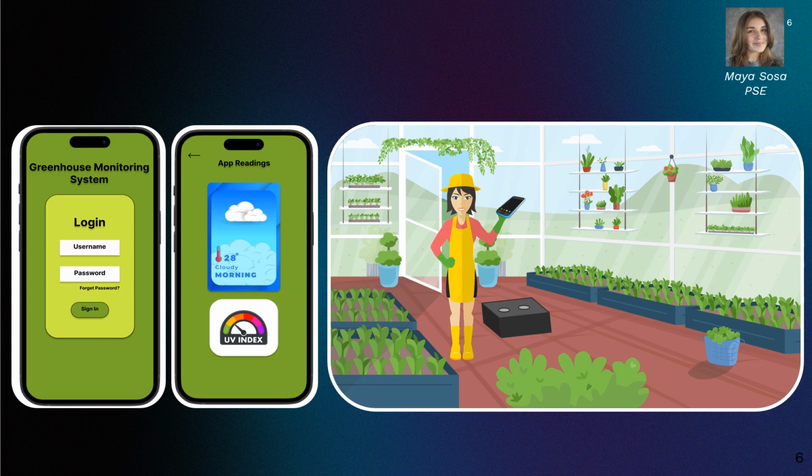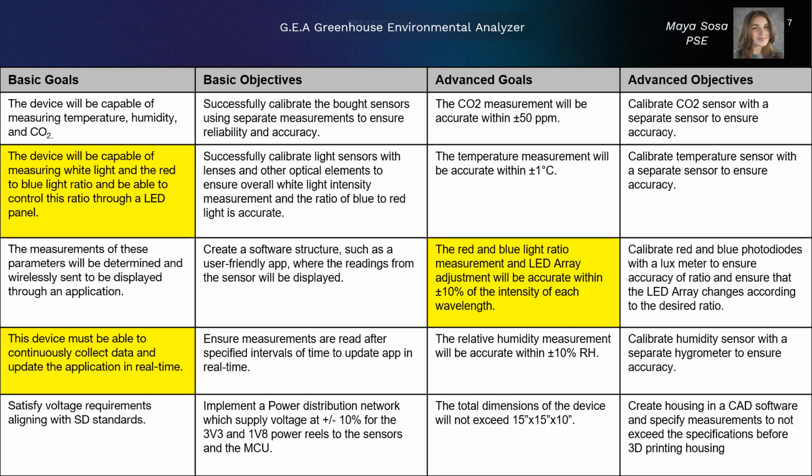Here's a quick visual for how we aim for our project to function. The device will be put inside a greenhouse, preferably at plant canopy level, and will continuously monitor the parameters. Along with this, there will be an application that can allow for remote viewing of the metrics from your phone, and as a stretch goal, we will be able to control the parameters of the greenhouse to keep the readings at a desired level. This will be talked about more in the later slides. These are all our basic and advanced goals and objectives.